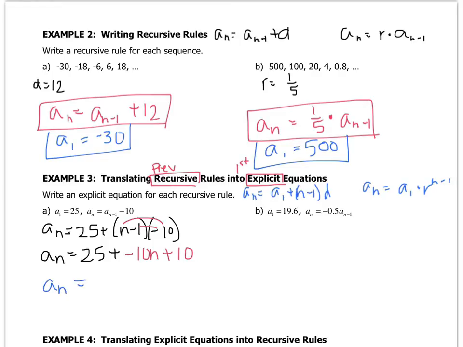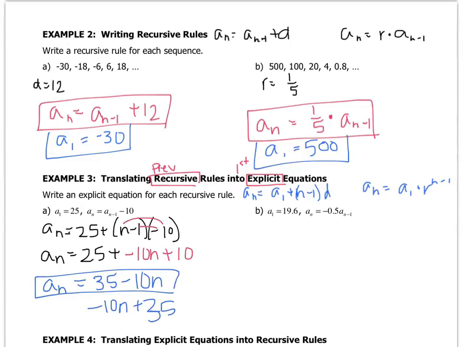A sub n equals 25, 35, minus 10n, or negative 10n plus 35. It doesn't matter which one you prefer to write.